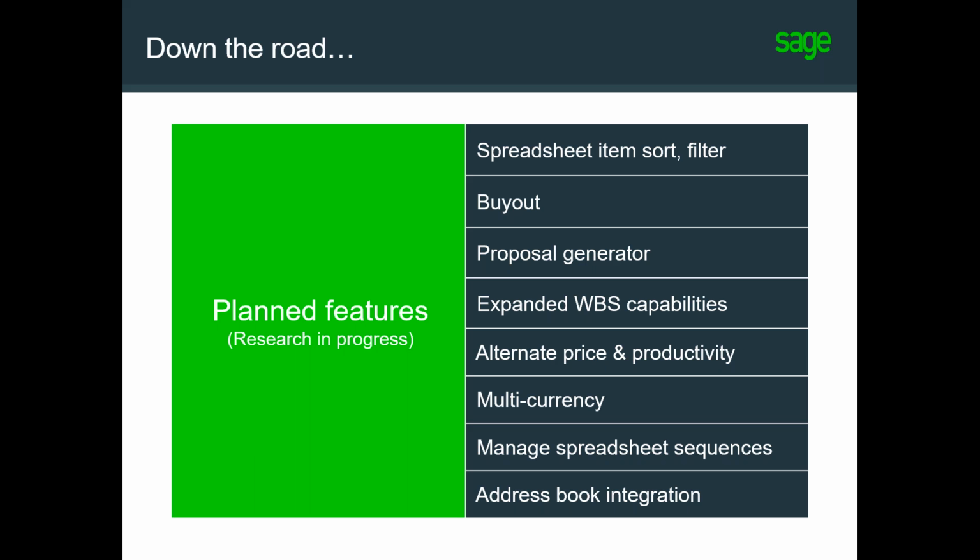Proposal generator is also on the list, so you can generate a proposal from within Sage Estimating. Expanded WBS capabilities, including the ability to nest WBS codes one inside another. Alternate price and productivity is coming, so you can have multiple prices and productivity rates on an item. Multiple currency is also in the works. More features to manage your spreadsheet sequences, and also address book integration as well. So those are some of the things that are coming in the next releases of Sage Estimating.